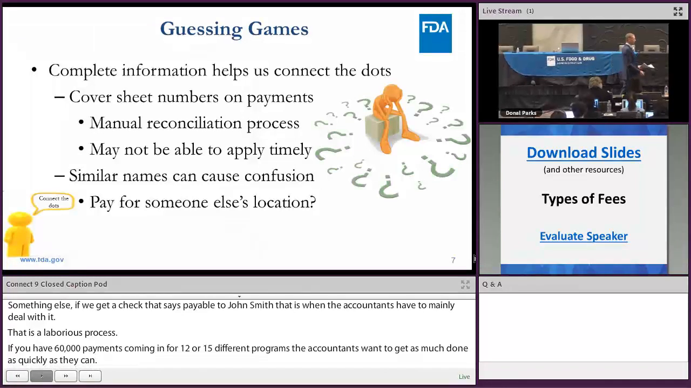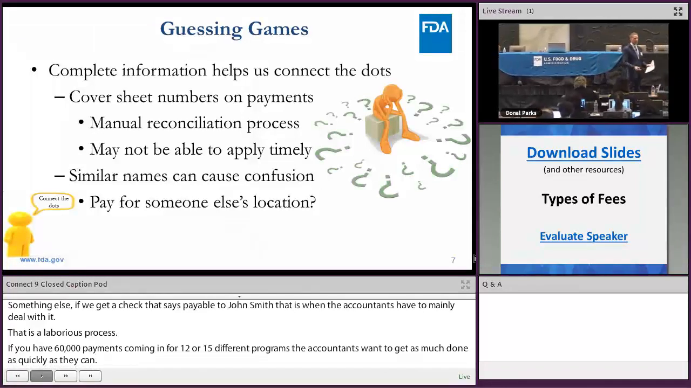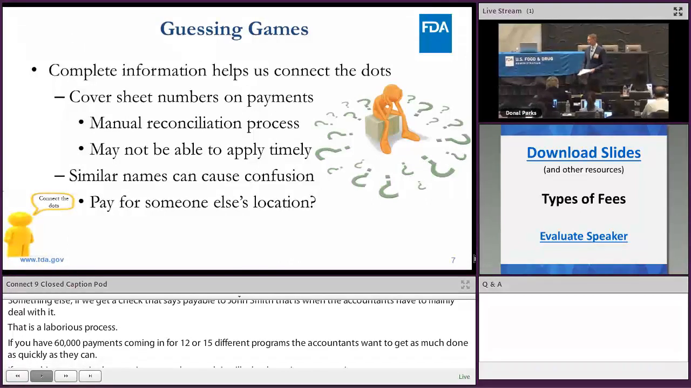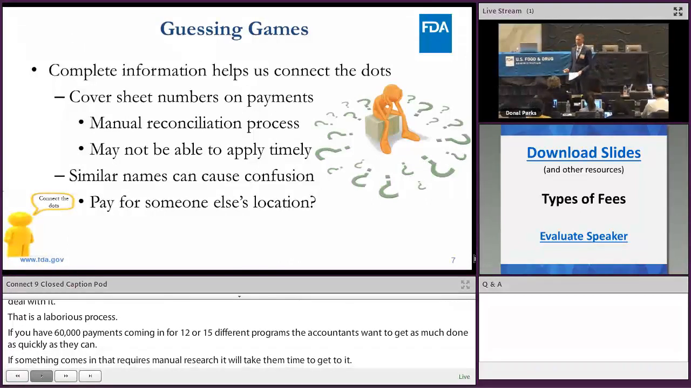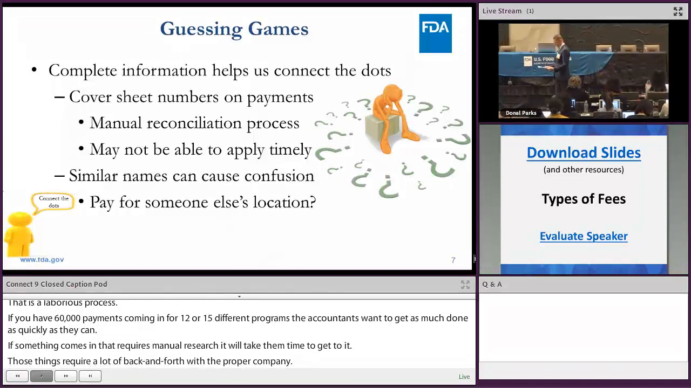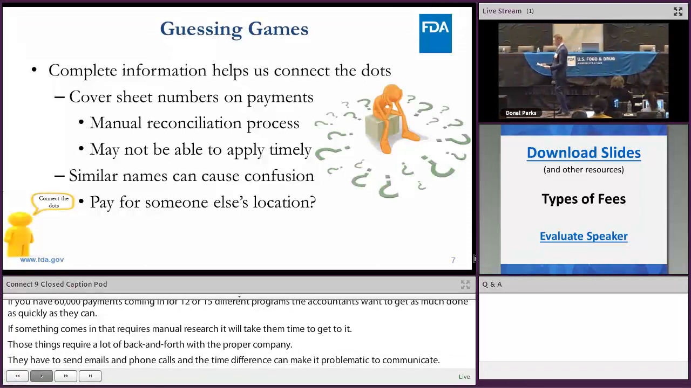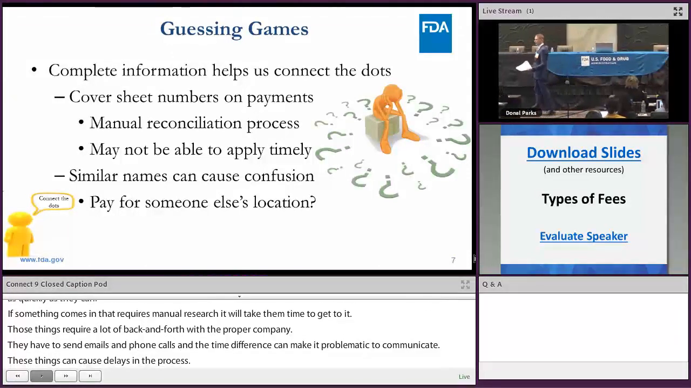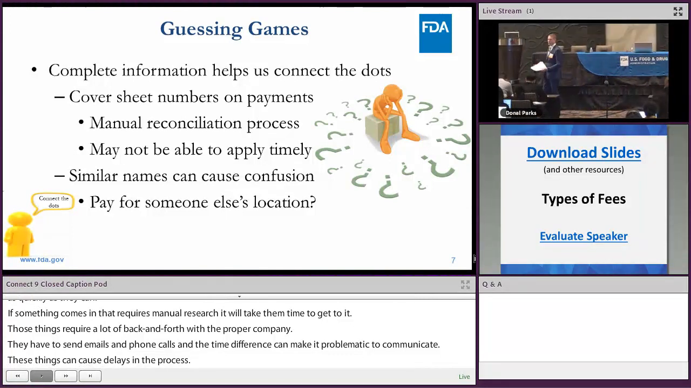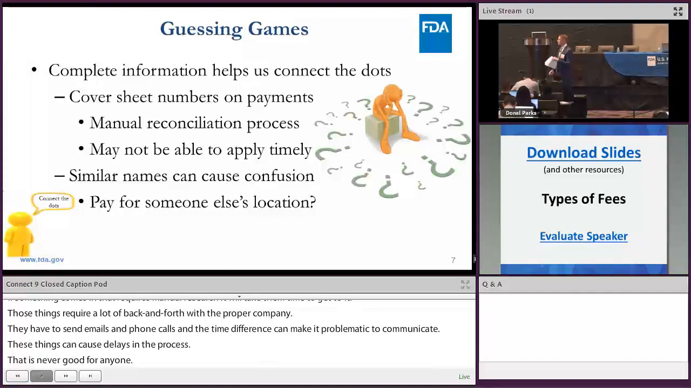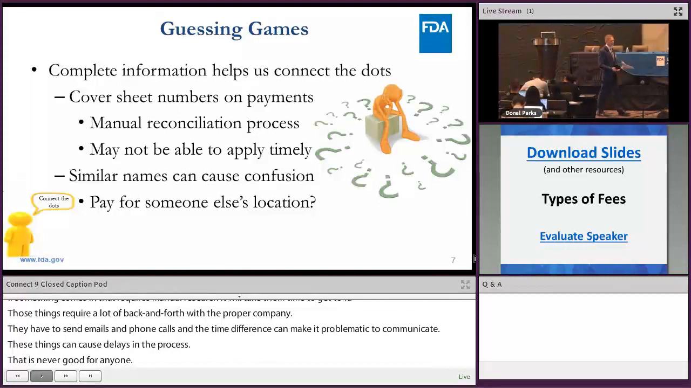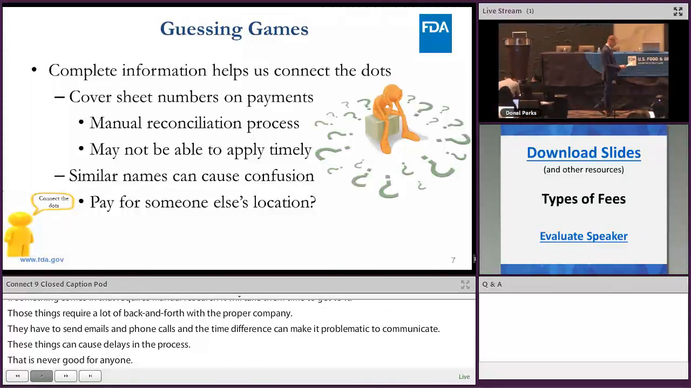Those things require a lot of back and forth with the company. They have to send emails, try and make phone calls. If somebody's on the other side of the world, the time difference can make it really problematic to communicate. So these things cause delays in the process, and that's never good for anyone. So if you have a cover sheet number, if you have an invoice number, make sure that's clearly spelled out on your check if you're doing that, or your wire transfer if you're doing that. Like I said, if it's a pay.gov thing, then you're not going to have that problem. That'll be okay.